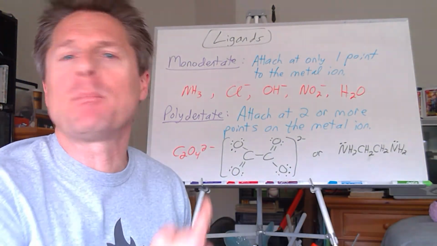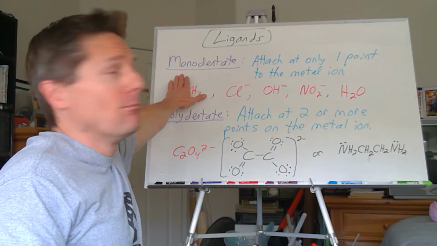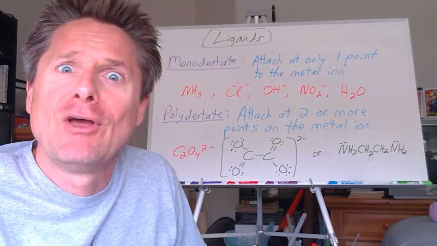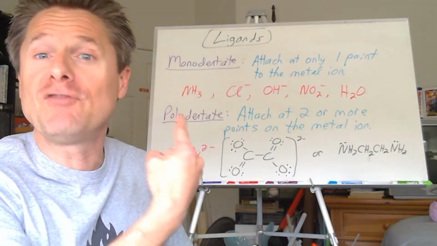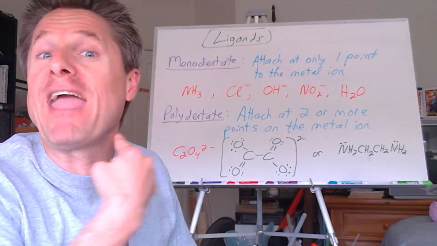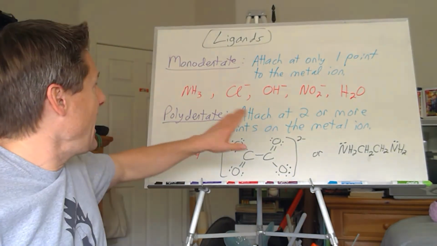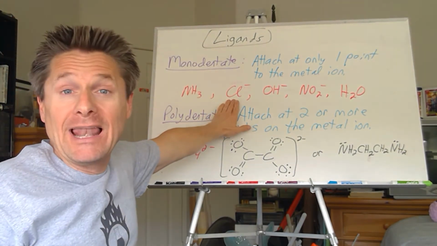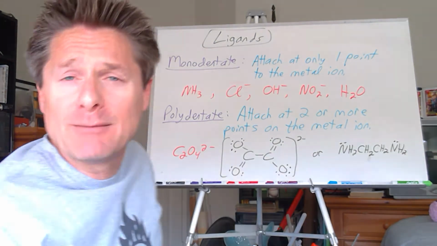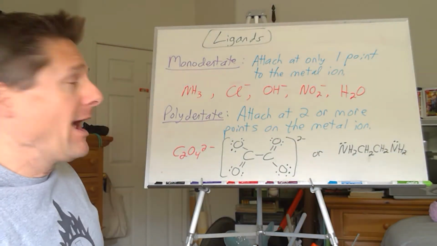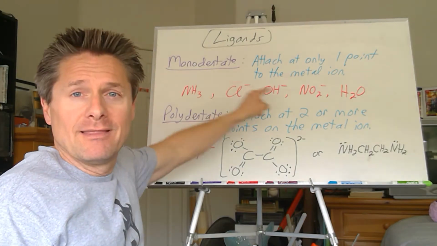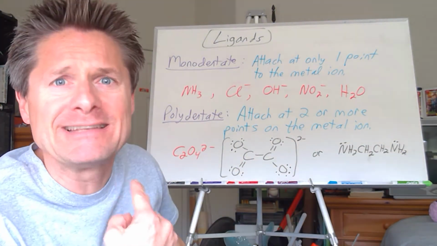Like a one-fanged vampire. We call those monodentate. One tooth, a one-tooth vampire. So things like ammonia, which has that lone pair here, and all the halides, chloride, iodide, bromide, fluoride, can all attach. Even though they have multiple lone pairs, it's only one atom, so it can only attach at one point.